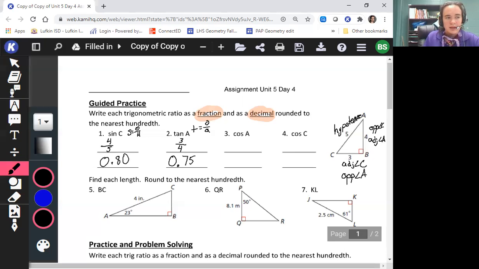Next up, we want cosine of angle A. So remember, cosine is adjacent over hypotenuse. So we want cosine of angle A. So we're looking from angle A. We need adjacent to angle A, which is 4, over the hypotenuse, which is 5. So we got 4/5. What's our decimal? 0.80. Don't forget that 0 after that 8.